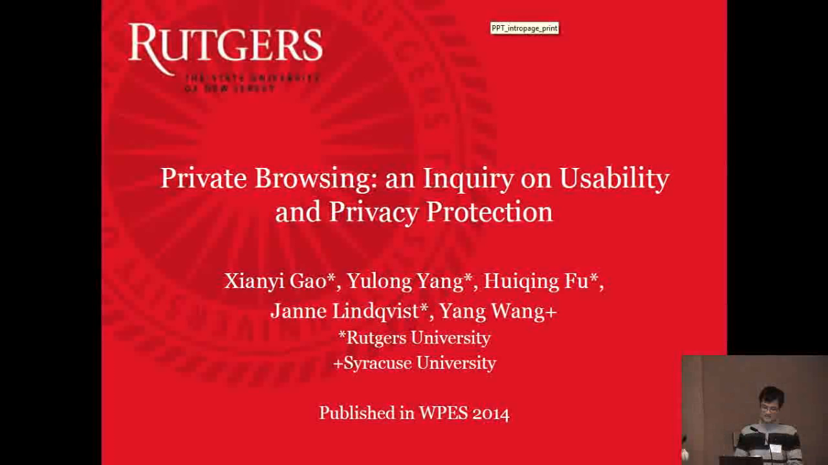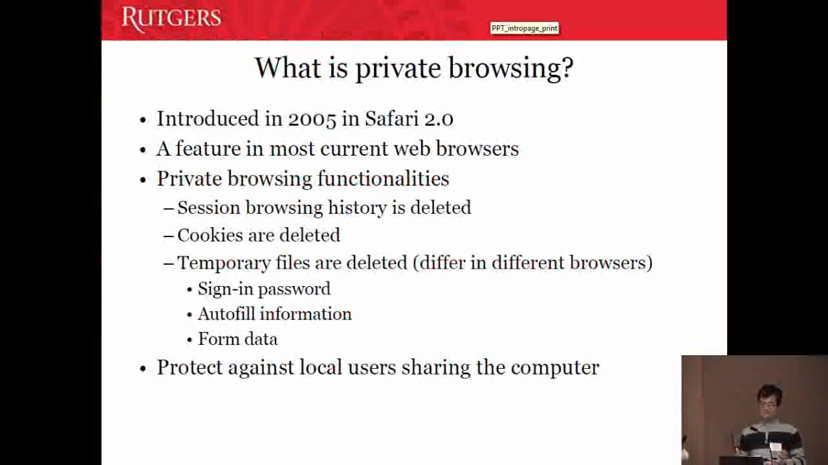Private browsing was first introduced by Apple in 2005 for their Safari 2.0 browser. It was first designed for browsing without leaving any trace, so the family members or friends who share the same computer may not be able to see what pages you have visited previously. And currently, it's a feature in most current browsers. They're all available on Internet Explorer, Google Chrome, and so on.